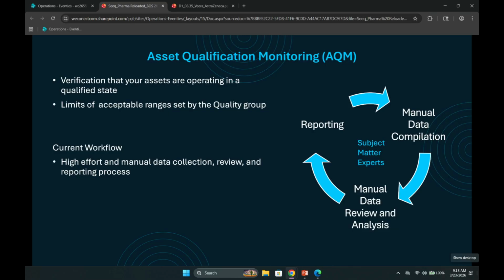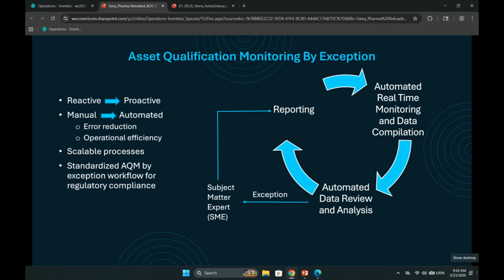And so what could this actually look like moving forward? We think that could look like asset qualification monitoring by exception. So what's the main difference here? Well, really a more automated, real-time monitoring and data compilation. So connecting to your data sources, pulling all of that data in real time, cleaning it, taking that through a more automated data review and analysis process set up by your SMEs. So they go through, determine what those acceptable ranges are, figure out what the relevant analytics are, and then take that into reporting. The great part about this is this is all happening in an automated nature.